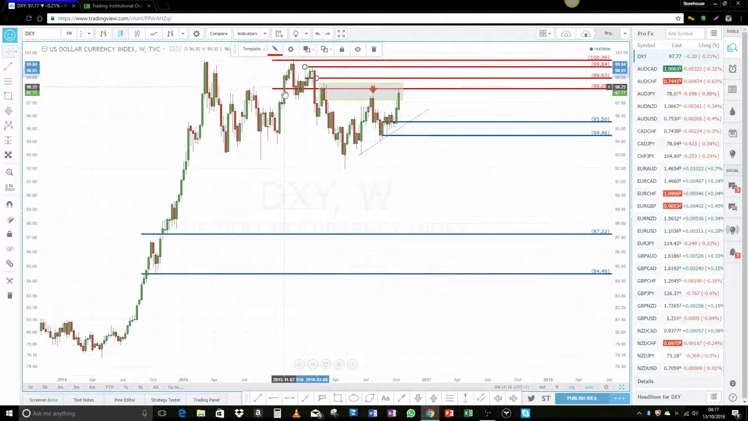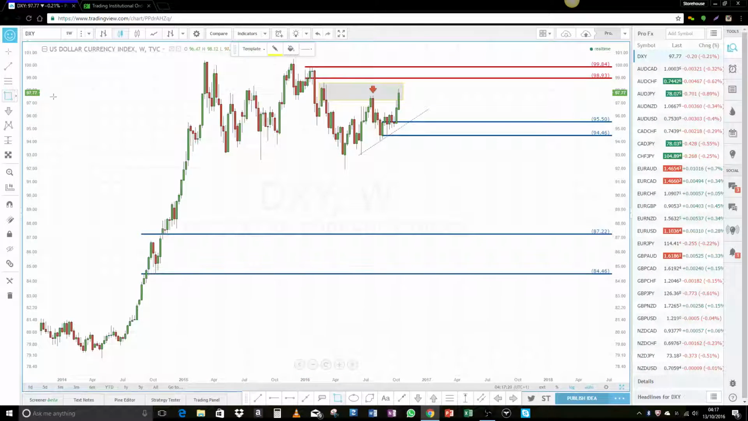So you have these two areas. If I take out the monthly lines, just so you don't get confused, these are the two weekly areas that we're looking at on the dollar. So that's the dollar analysis.